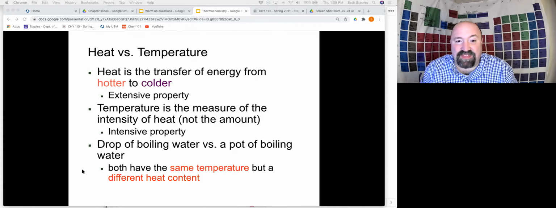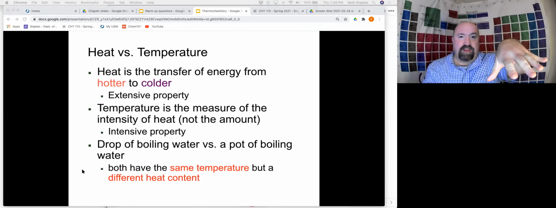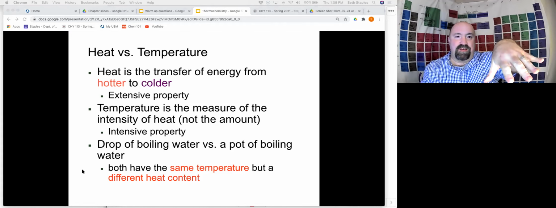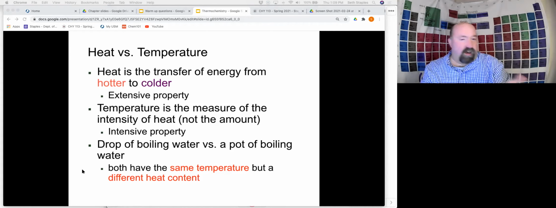But the heat that is involved is much different. There is a lot more heat in that pot of boiling water compared to the drop or the thimbleful of boiling water. And the reason there is more heat is because there is more mass in that pot of boiling water. So I've got a boiling thimbleful versus a boiling pot of water. If I take that boiling thimbleful and I dump that on my hand, or I spill that on my hand, that's going to sting a little, but I'm going to pretty much shake that off and I'm probably going to be okay.